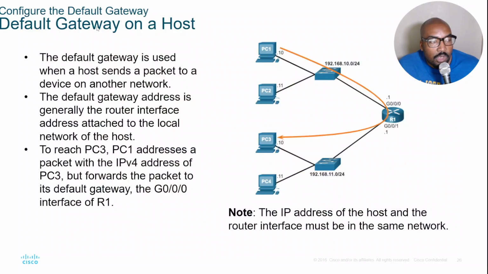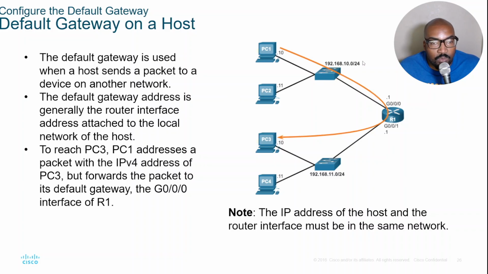Move on here. So the default gateway is used when a host sends a packet to a device on another network. That's correct. So if you want to send that mail to another network, i.e. another neighborhood, i.e. another state, things of that nature, you're going to need a router, right? There has to be some type of a router to move that traffic. The default gateway address is generally the router interface address attached to the local network. That is correct.